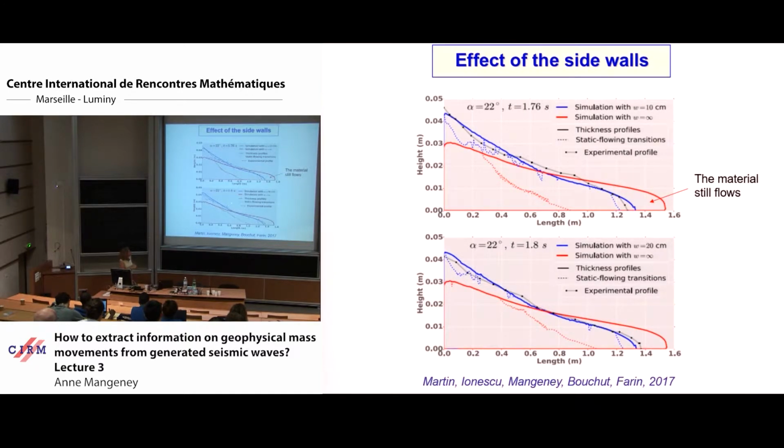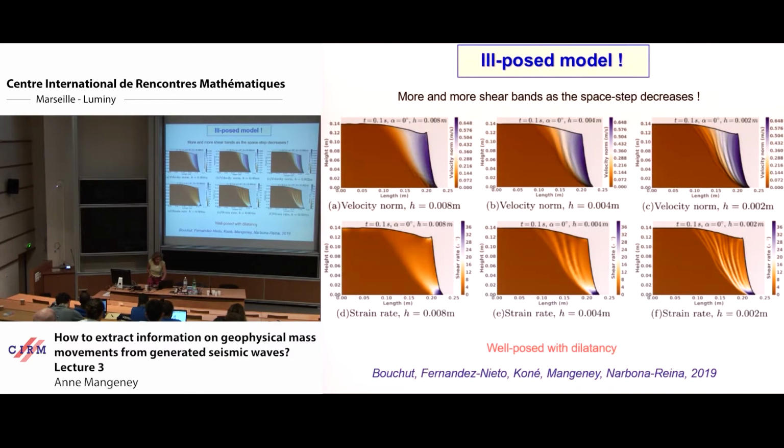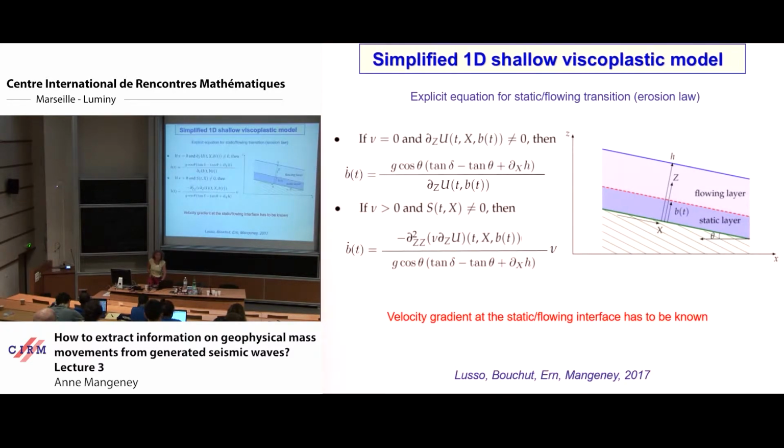And also you see that in the case when you didn't take into account the wall effect, you still have a static flowing interface, meaning that you still have granular material that is continuing to flow, while in the blue case, everything almost stops at about the same time as in the experiments. So if you really want to compare simulation with laboratory experiments, you have to take a lot of things into account: the gate, the wall effect, and so on. So I already spoke about that.